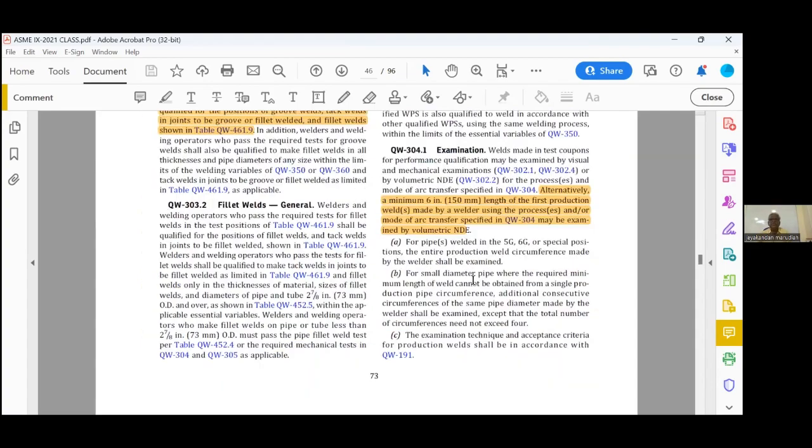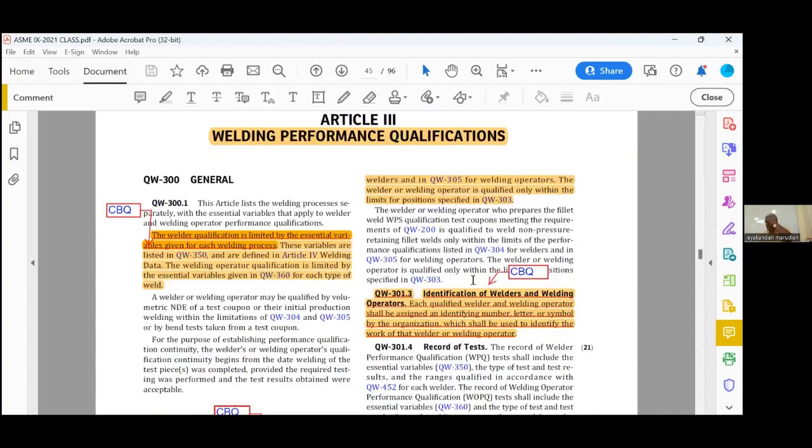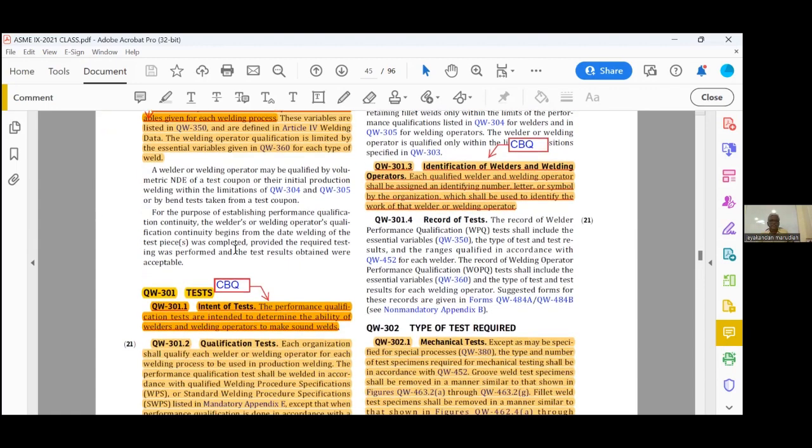72. Article 3, welding performance qualifications. The first line is very important. The welder qualification is limited by the essential variables given for each welding process. Closed book question. So for a welder, we have only essential variables. There is no non-essential variable for a welder. The intent of the test, highlight this, is closed book. The performance qualification tests are intended to determine the ability of welders or welding operators to make sound welds. That is closed book.